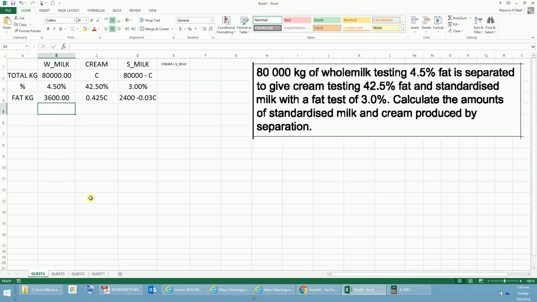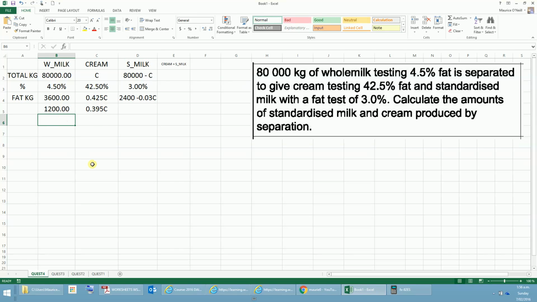So what we can see here is that we can have 1,200 there, because that's 3,600 minus 2,400, put that over there, equals 0.425 C minus 0.03 C, which is 0.395 C. Okay, so that enables us to work that out.